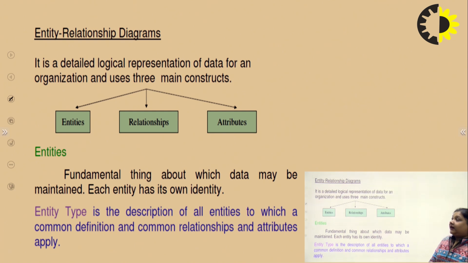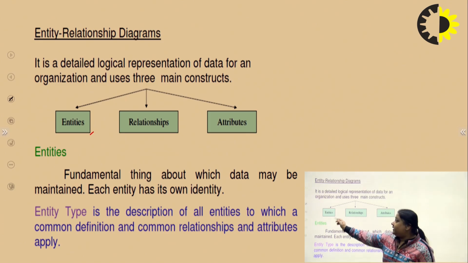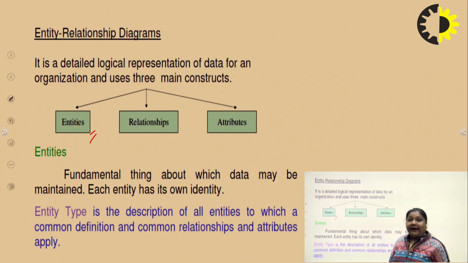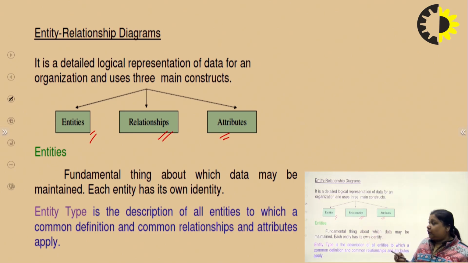Next is the ERD, entity relationship diagram. It is a detailed logical representation of data for an organization, and it uses three main constructs. First are the entities, which may be called actors if we talk about a use case diagram or DFD. Relationships we can define with the help of arrows, and then the attributes that are going to be implemented in the problem statement.